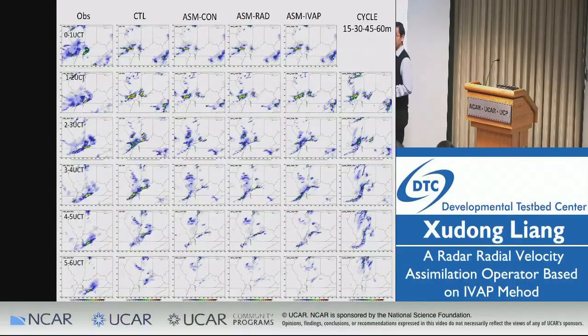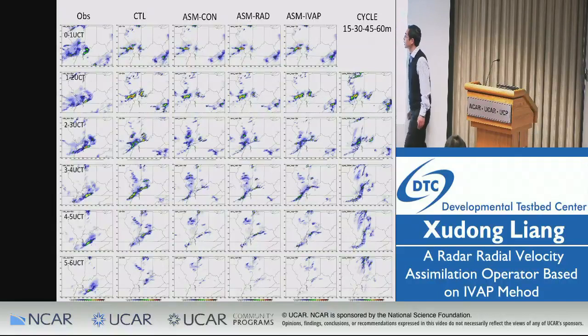But in the control run, we can see that this southeast belt is stronger than the observation, and it is further south. And this other rain band has disappeared. The observation is here, and this one to the northeast is very weak, and finally it disappeared. So this rain band is missed in the control run.